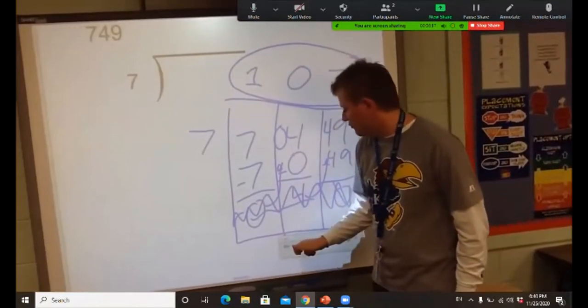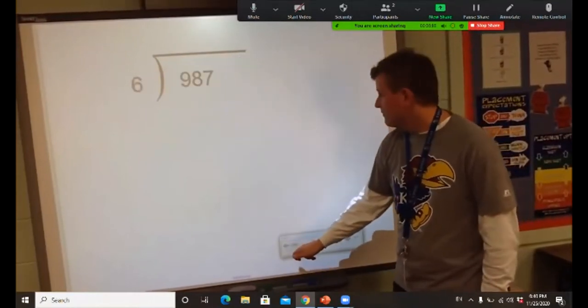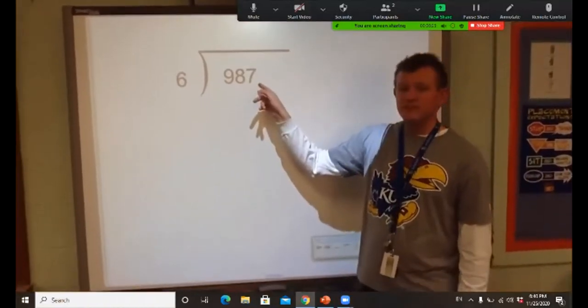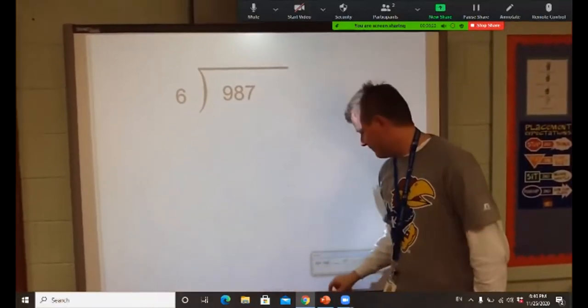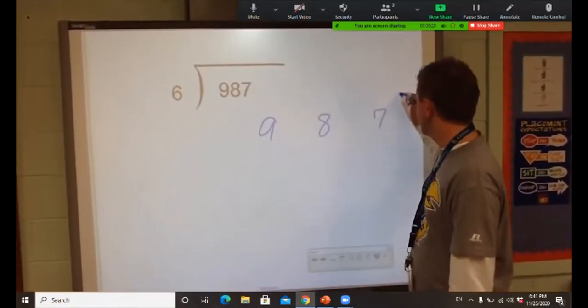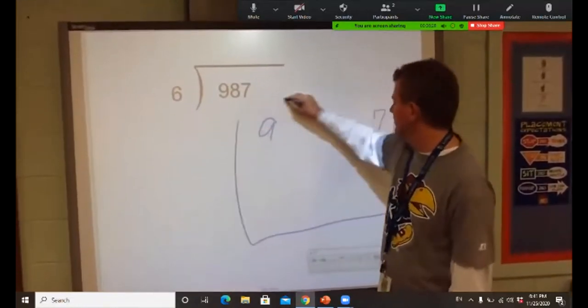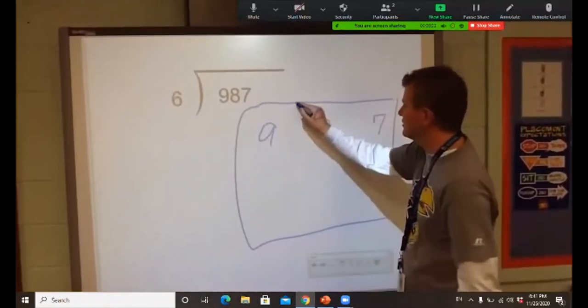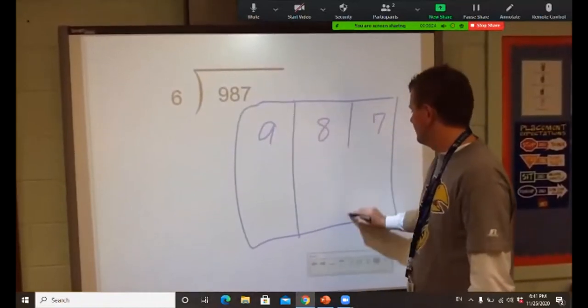What I would like you to do, I have 987 divided by 6. Okay? I will set it up with you. 9, 8, 7. I'm going to put my box around it. There's plenty of room between each digit, right?